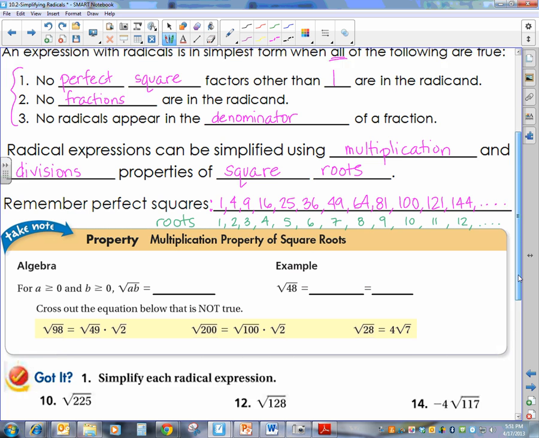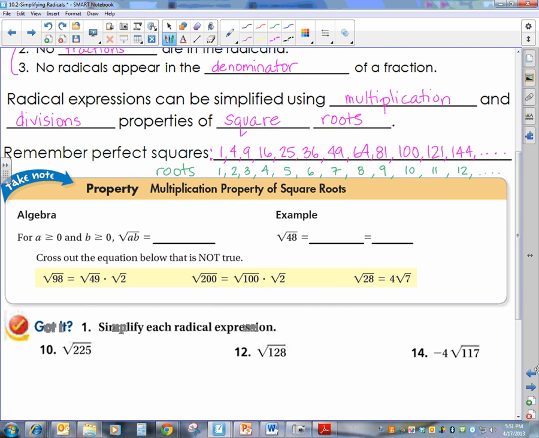All right, our first property that we want to talk about is the multiplication of square roots. Okay, positive numbers. The square root of a times b is equal to the square root of a times the square root of b. For example, the square root of 48 can be written as the square root of 16 times the square root of 3, because I know that 16 times 3 equals 48. Then I simplify. What's the square root of 16? It is 4. 3 is not a perfect square, so it stays underneath.